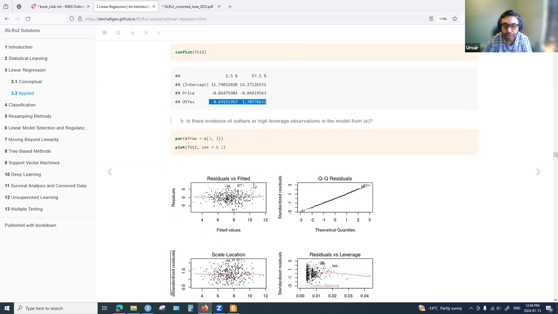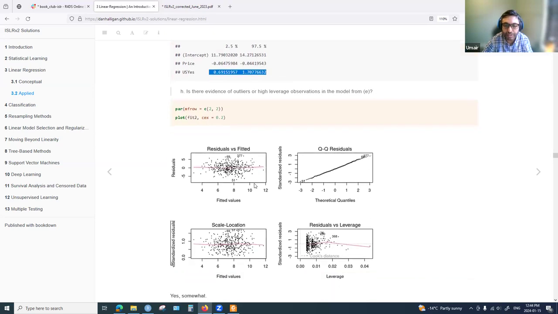Is there evidence of outliers or high leverage observations? For some outliers, yes. These are indicated here. And there are some points which have high leverage as well, which are also shown on this plot.